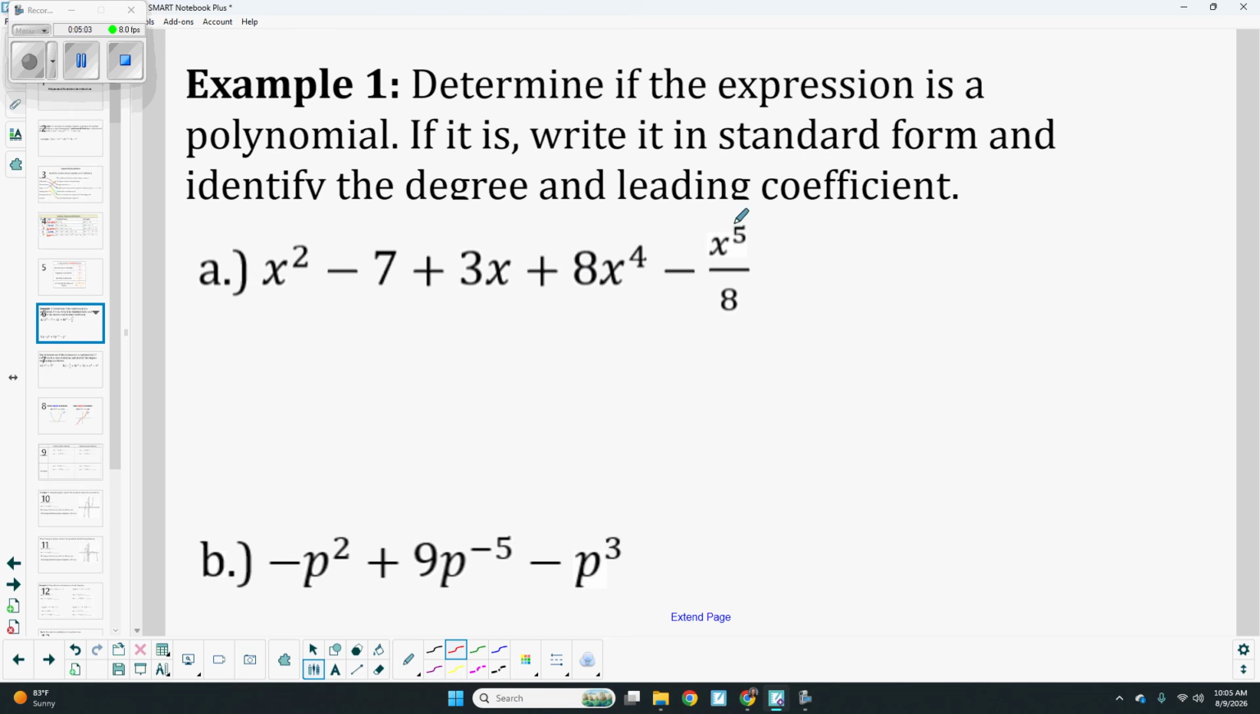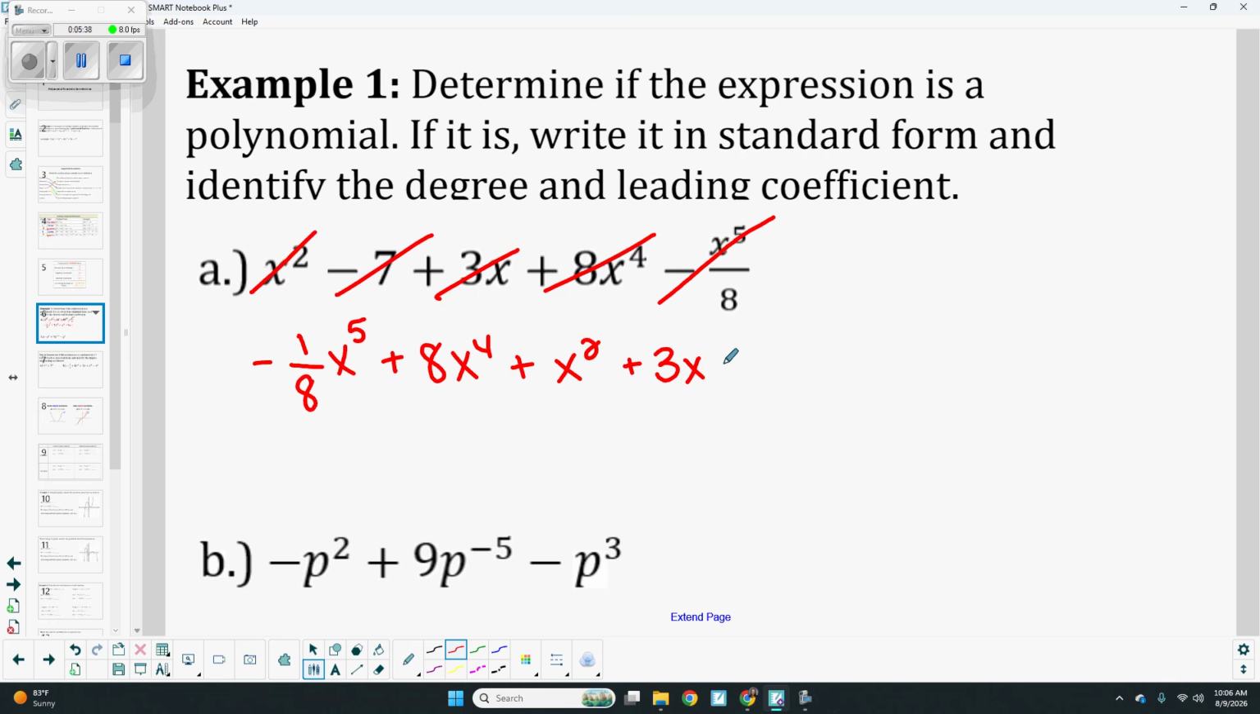So the highest power here is 5. We could either keep this as negative x to the 5th over 8 or negative 1/8 x to the 5th, which I think is what you'd probably be more used to seeing. That would be our leading term because 5 was the highest power. The next highest power is the 4. The next highest power is the 2, and that was a positive in front. Then I have the power of 1, and then I have my constant. So this would be my polynomial in standard form.